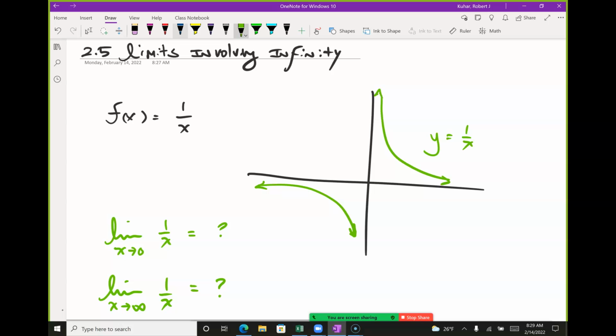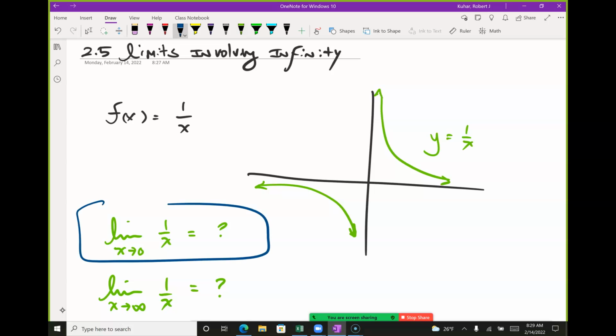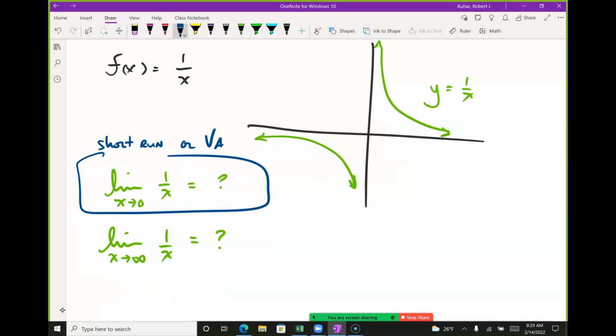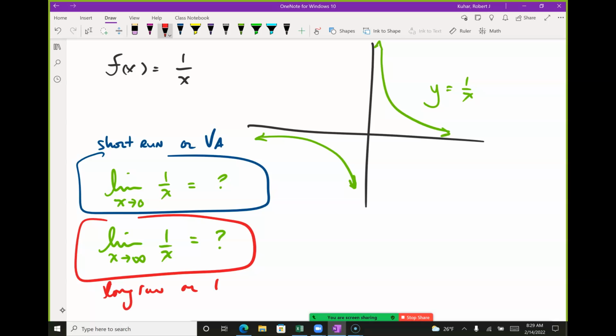So this one I called the short run for my pre-cal students, right? This is what I called short run behavior, or a vertical asymptote. And this one we called long run behavior, or horizontal asymptote, right? Long run behavior. We talked about those quite a bit last semester.